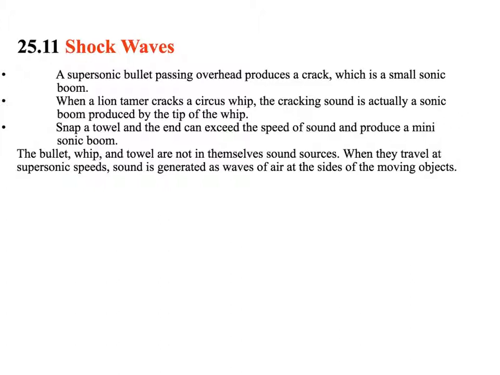A supersonic bullet passing overhead produces a crack, which is a small sonic boom. When a lion tamer cracks a circus whip, the cracking sound is actually a sonic boom produced by the tip of the whip. Snap a towel, and the end of the towel can exceed the speed of sound and produce a mini sonic boom. The bullet, the whip, and the towel are not in themselves sound sources. When they travel at supersonic speeds, sound is generated as waves of air at the sides of the moving object.